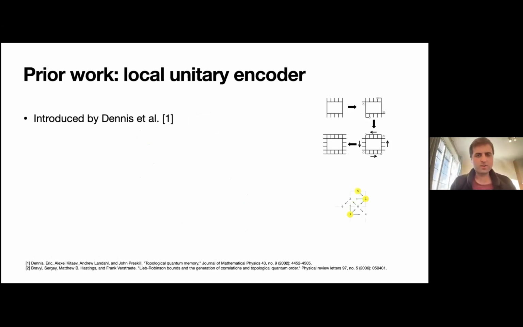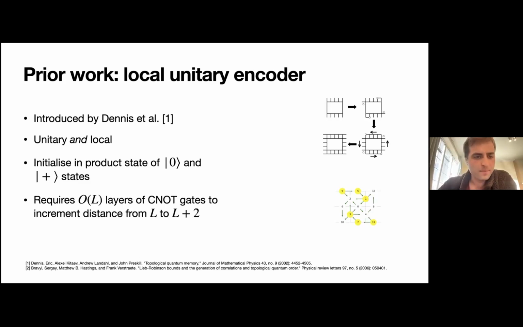The prior work on local unitary encoders was introduced by Dennis et al. It requires of order L layers of CNOT gates to increment the distance from L to L plus 2, as shown by this little animation on the bottom right. Each layer adds a constant number of qubits.